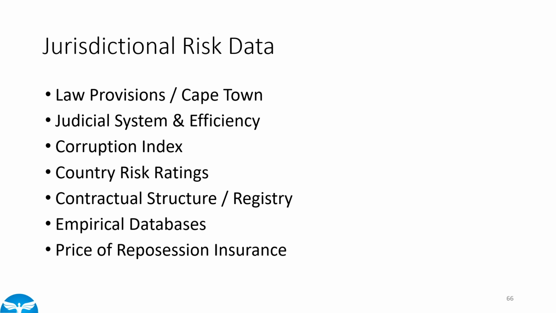And then something that you can look at is the corruption index of a country. Very often the level of corruption is indicative of how easy it is to be able to enforce your rights as a lessor or lender. And there is an organization called Transparency International that keeps a corruption index current. That's very helpful. You have country risk ratings by various organizations that are interesting and can be of help.